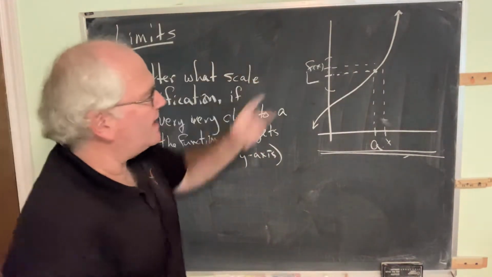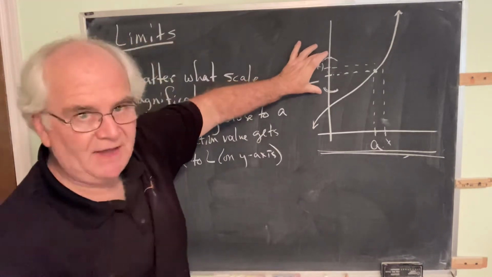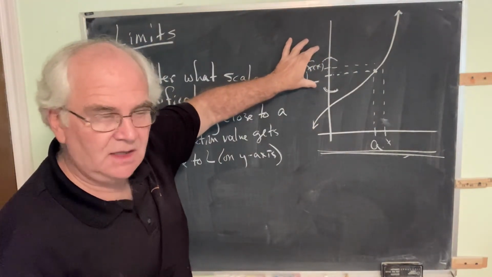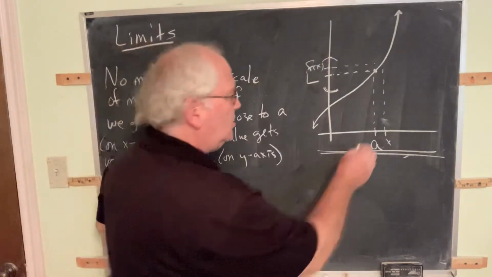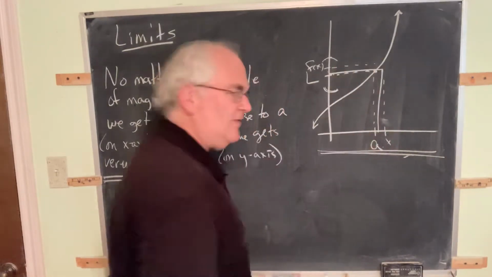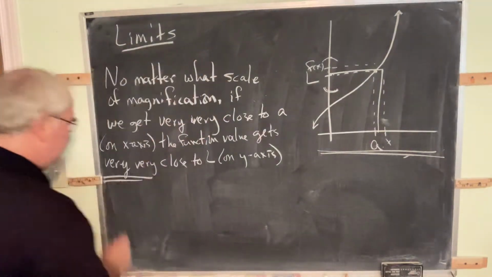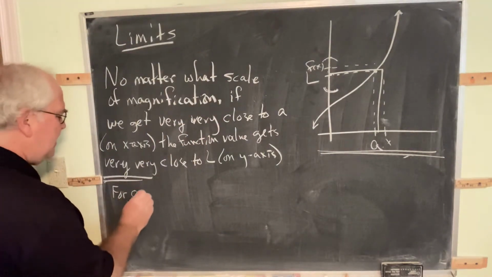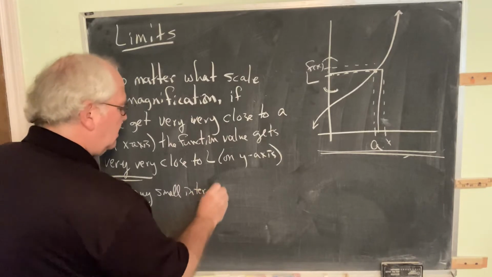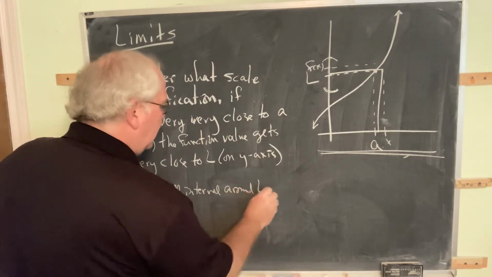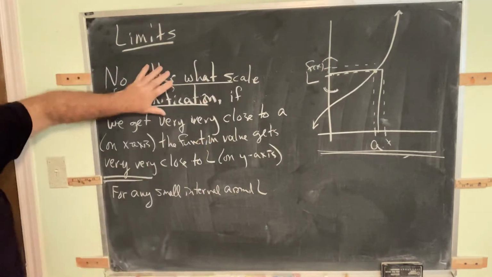When I say no matter what scale, what I mean is this: the scale is determined by the size of this interval around L. This is like my target. And what we're saying is no matter how small this target gets, you can still choose X's that get inside that target. So no matter how small the interval around L, let's translate that: for any small interval around L. When I say no matter what scale of magnification, that's very unofficial mathematically.